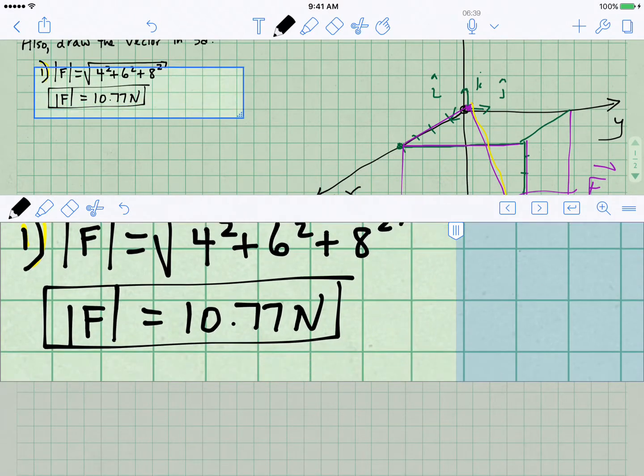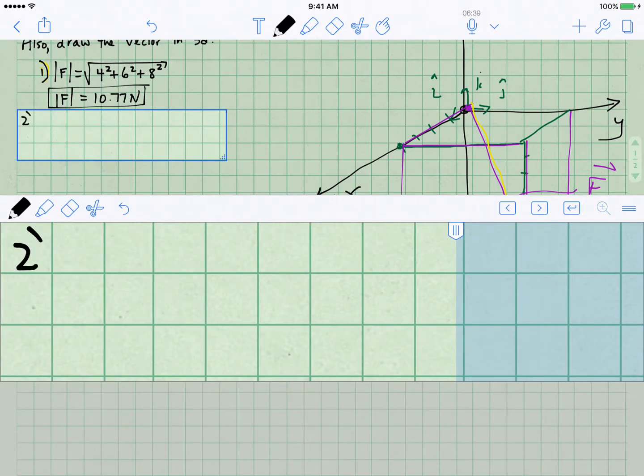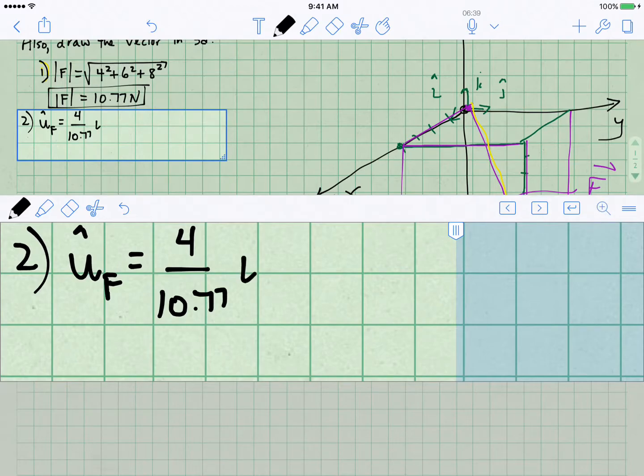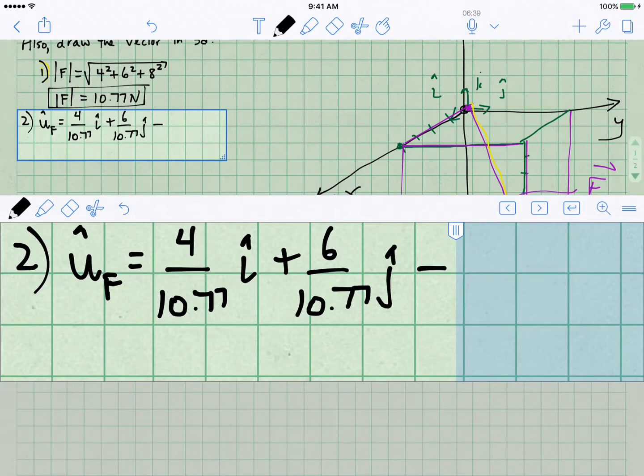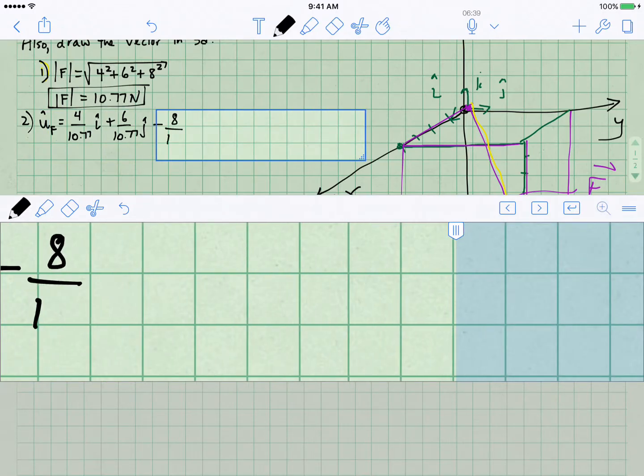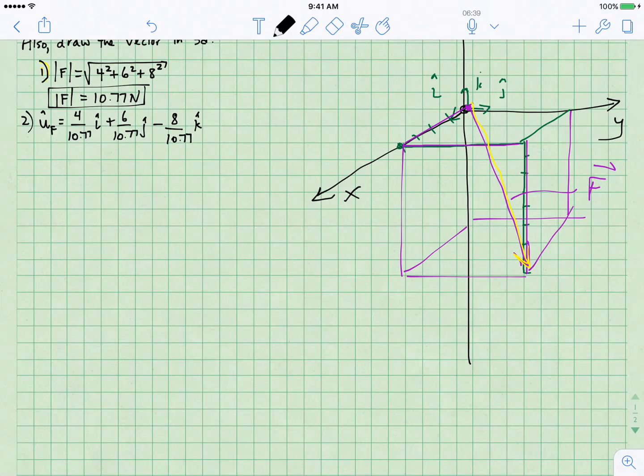Second step is to write the unit vector. The unit vector of F is therefore 4 over 10.77 in the i plus 6 over 10.77 in the j minus, don't forget the minus, 8 over 10.77 k. And that is the unit vector for F. Let's put a box around that.